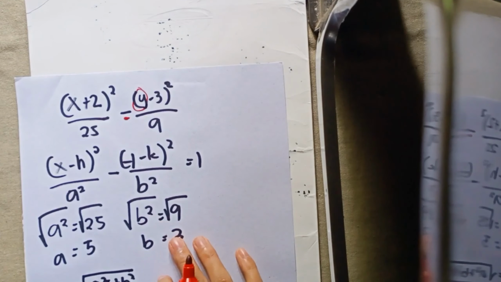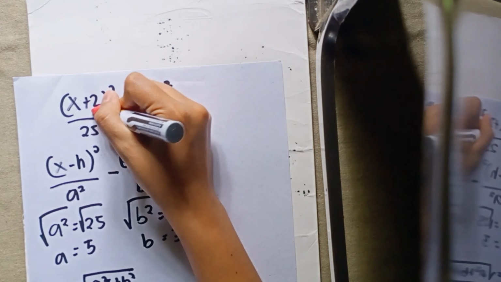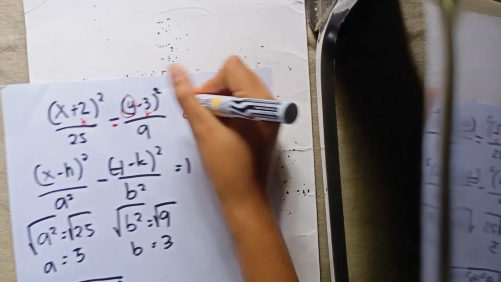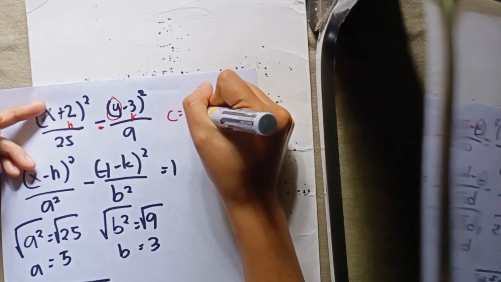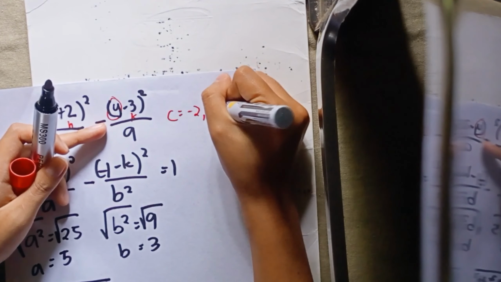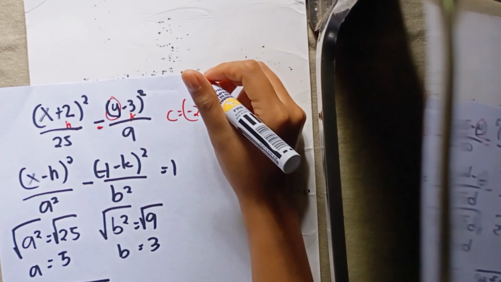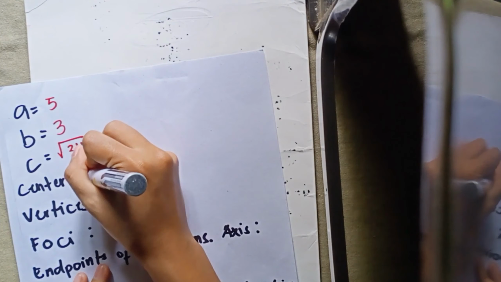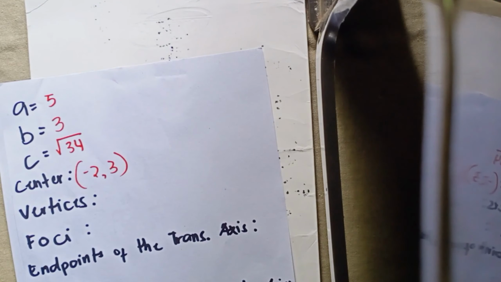Next is the center, given by (h, k). So this is our center. Since the signs are positive and negative, the center becomes negative 2, positive 3. Our center is (negative 2, 3). Next are the vertices. Our vertices are also the endpoints of our transverse axis, right?